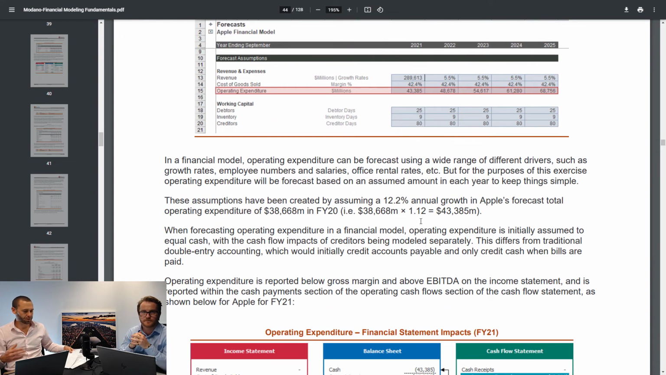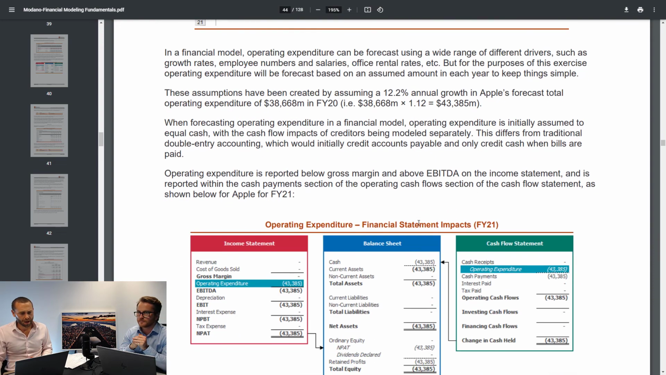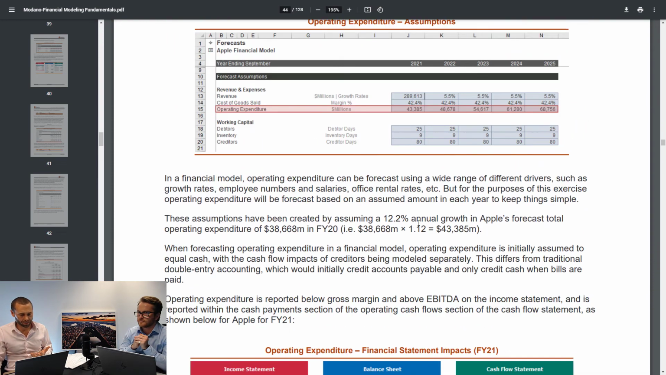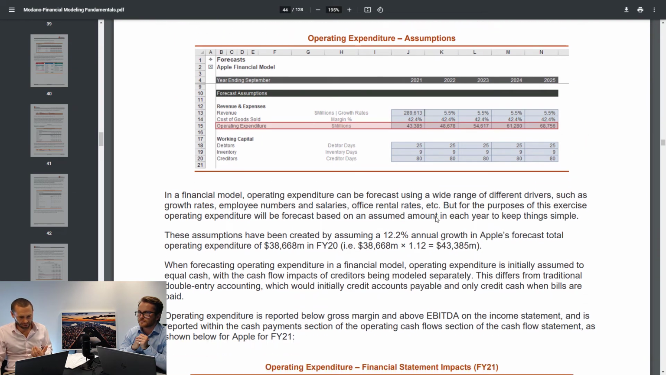Exactly. Cool. I mean, you could use prices, volumes, drivers, all sorts of stuff. You could do staff numbers and salaries and wages, all types of stuff. We're just trying to show a few different approaches here. Okay, so that means for the forecast FY21 year, we are forecasting 43,385.